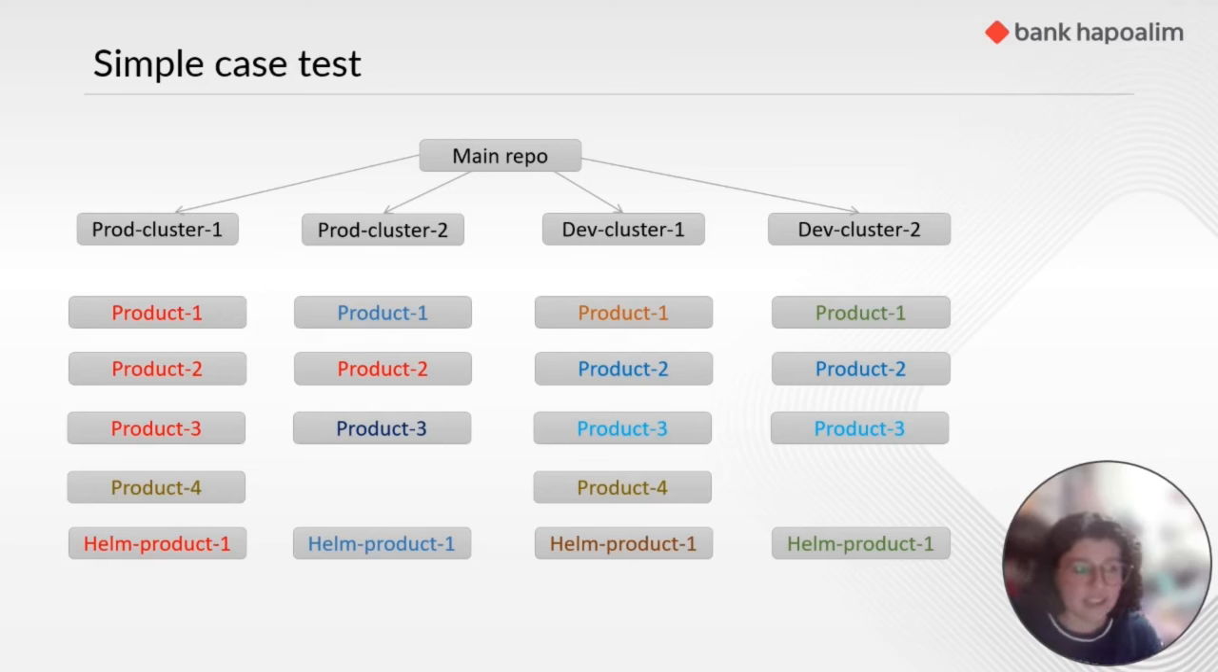Simple case test. Let's imagine we have a repo, where each branch represents a cluster, and we have the following products: product 1, product 2, product 3, product 4, and helm product 1. Product 1 has a different configuration by cluster. Product 2 has a different configuration by environment. Product 3 has a different configuration by environment, and some clusters have a different configuration. Product 4 is only used by some clusters. Helm product 1 has a different values file for each cluster.